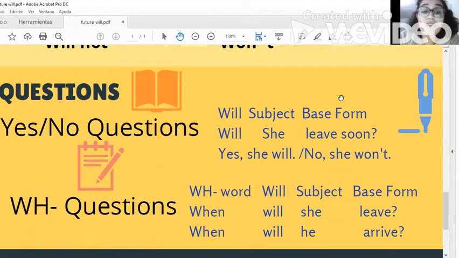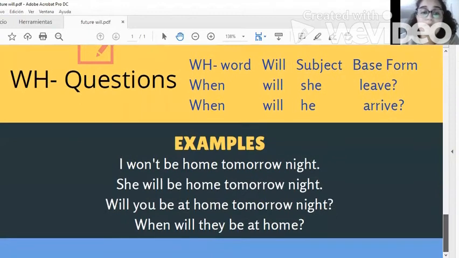And with WH questions, that is when, where, who, among others, we have to write first the WH word, then the future will, then subject, and then the base form. When will she leave? When will he arrive? And here we have some examples.